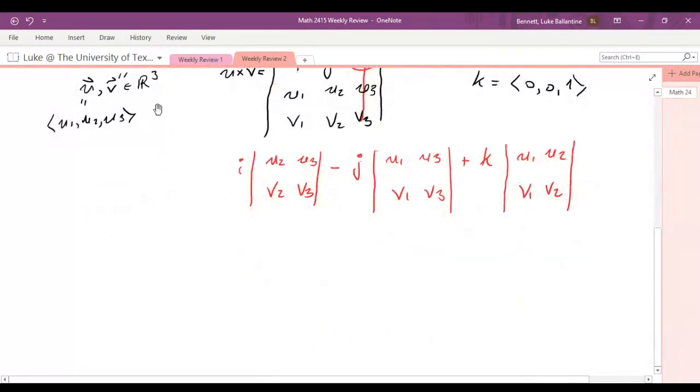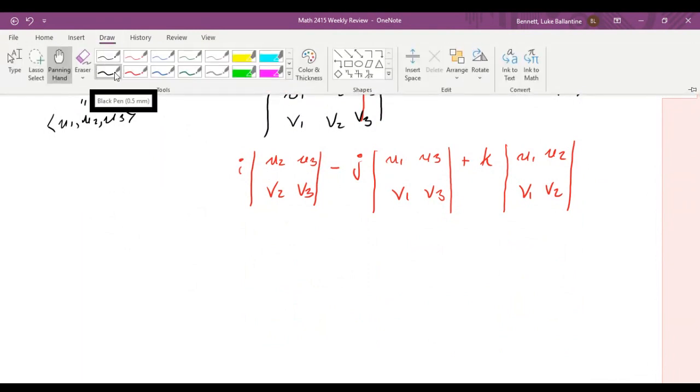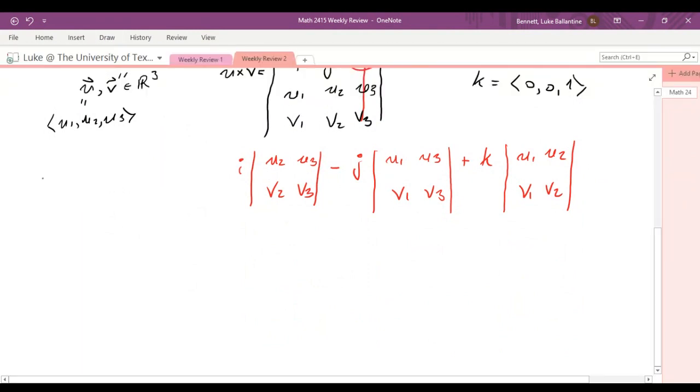So now we have three 2 by 2 determinants. To take a 2 by 2 determinant, if we're not familiar, if our components are a, b, c, d, we multiply a by d and we subtract off c by b. So I'm going to do that right here, here, and here.